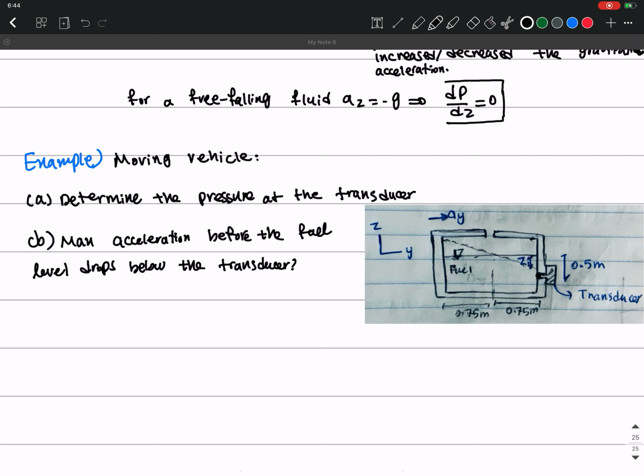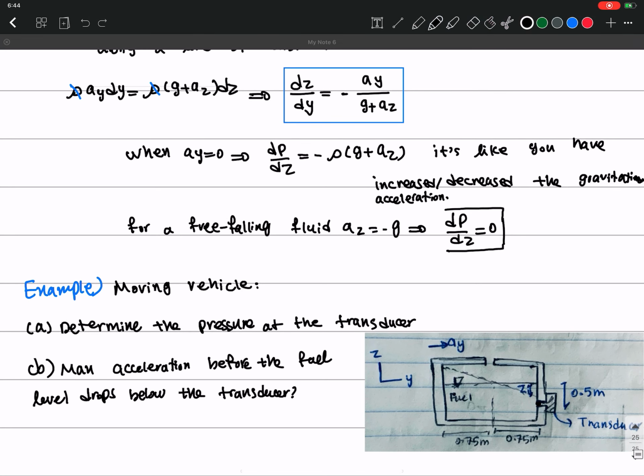So we want to see that at some point, if the acceleration is too high, then we are going to have a shape like this, because the fuel is going to move this way. And so the fuel is going to go below the transducer, and that can cause some problems. So this is something we want to calculate: what the maximum acceleration is where this is going to happen. This can help us design the transducer in the right position to match the designed maximum acceleration of the vehicle, so that this fuel level never drops below that transducer. Okay, so let me get started.